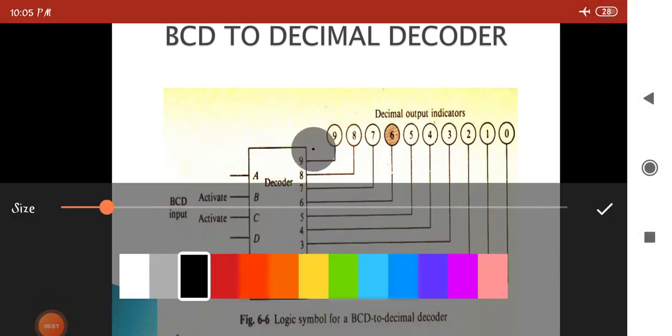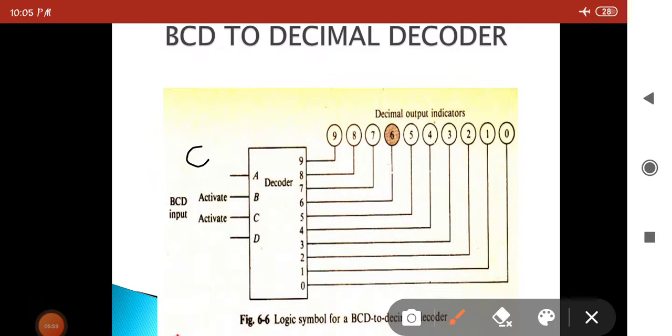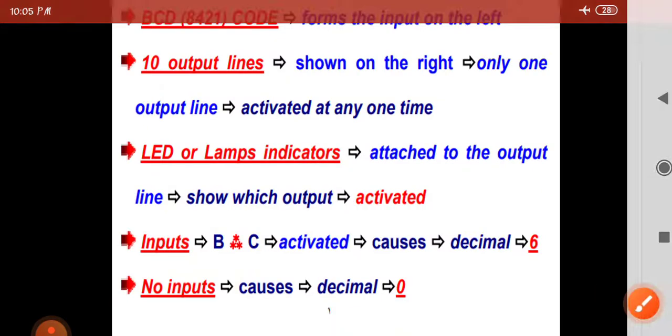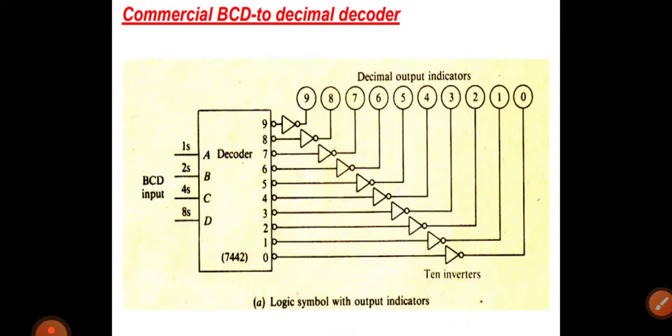0, 1, 1, 0 in binary means the decimal number 6. That's why 6 is activated.